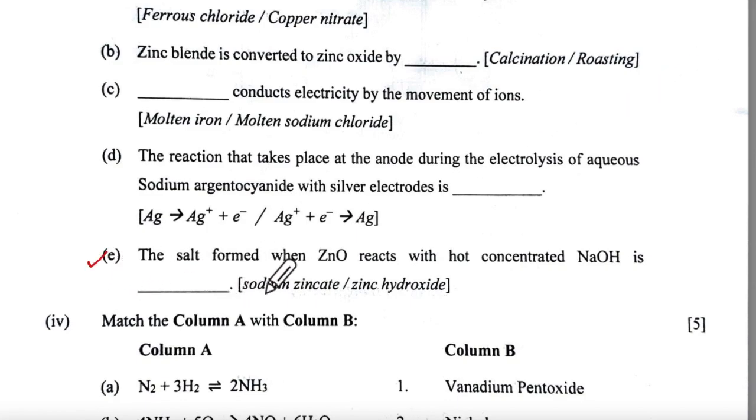Let us come to E. The salt formed when ZnO reacts with hot conc NaOH is going to be, because this is amphoteric in nature, with alkali it will form the complex salt. It will be sodium zincate.